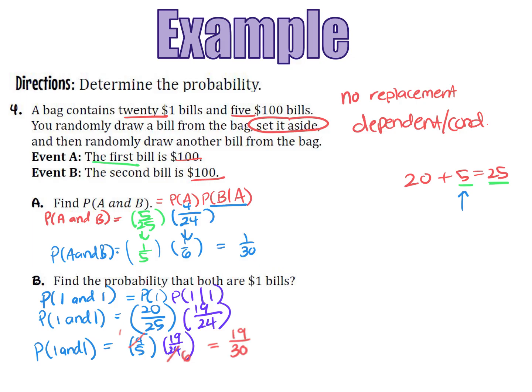So big things to notice here, because we were not replacing the bill that went in, that makes these dependent events, which means we need to use the conditional probability formula. Let's look at some more examples.